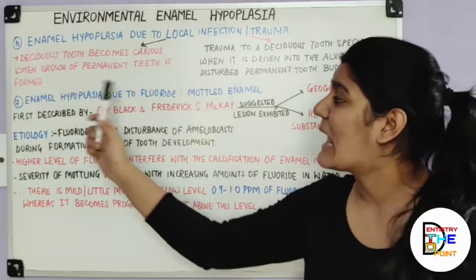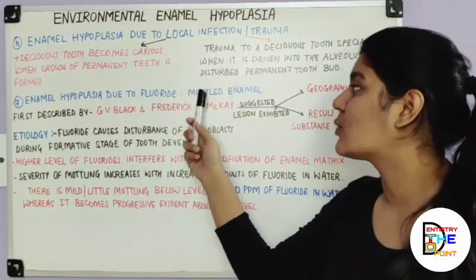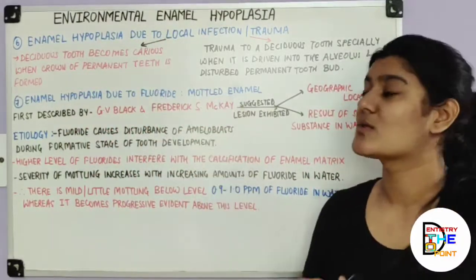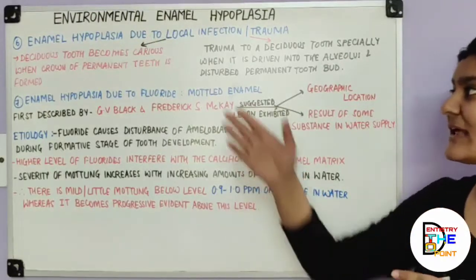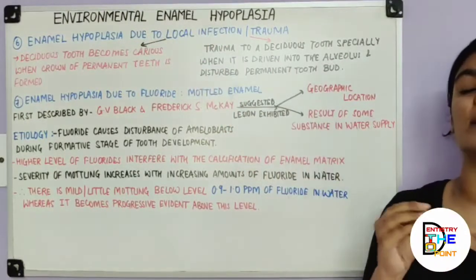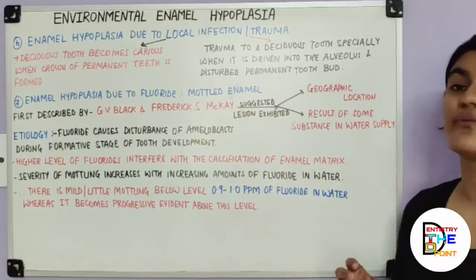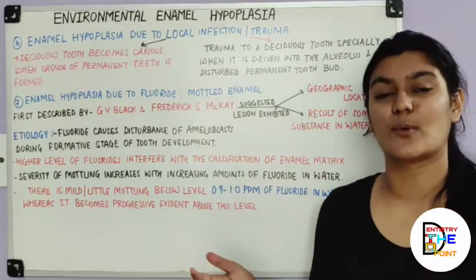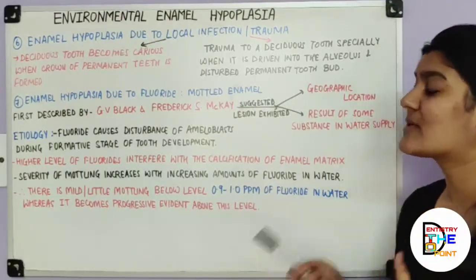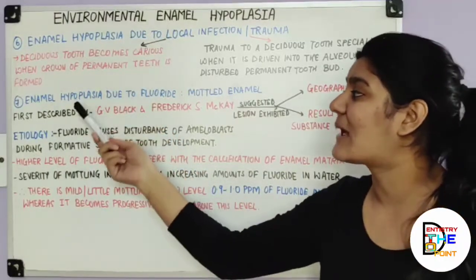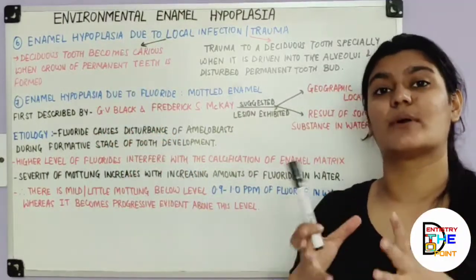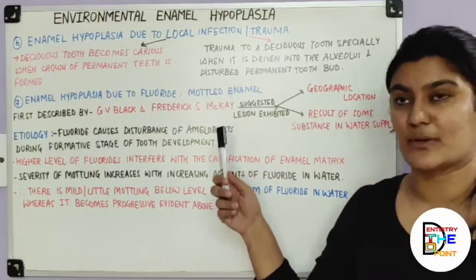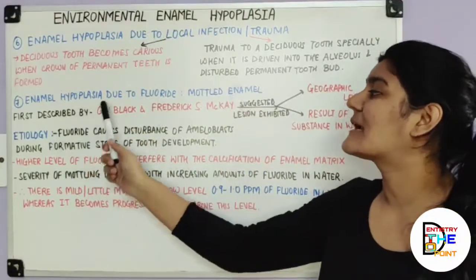Next is enamel hypoplasia due to fluoride, known as mottled enamel. As we have dealt with earlier, when there is enamel hypoplasia due to local infection or trauma, it is known as Turner's hypoplasia or Turner's tooth. Similarly, when there is enamel hypoplasia due to fluoride, the appearance is known as mottled enamel. Now it was first described by G.V.